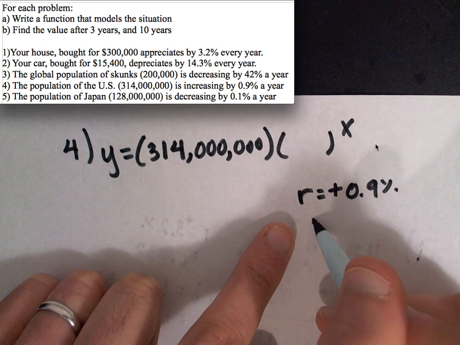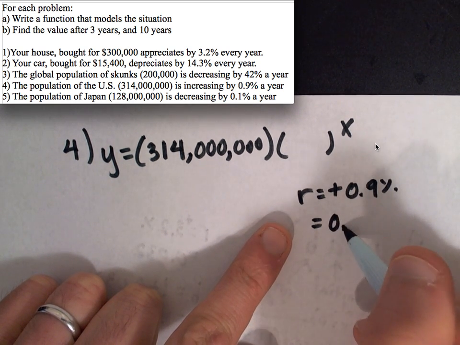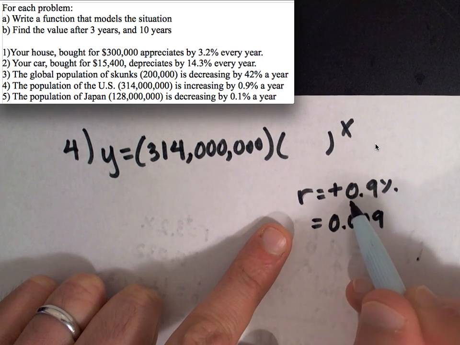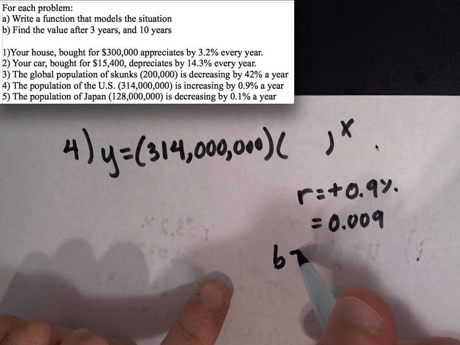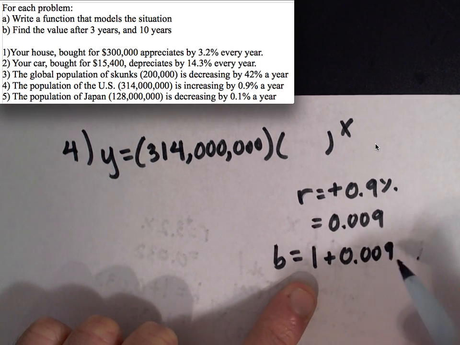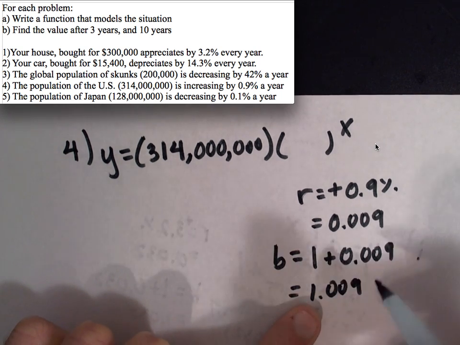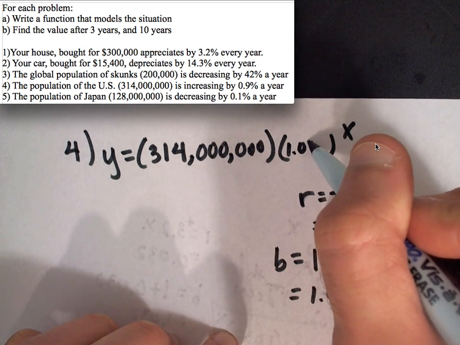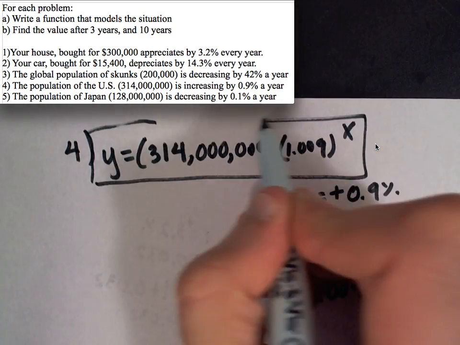Okay, so first off, let's change this to a decimal. Move it over twice. That means you have 2 zeros right there. Right, you moved it twice. Okay, so you've got our rate. It's increasing. To find our B, start with 1. We're going to add 0.009. That's easier, so we get 1.009. Right, exponential growth. 1.009. All right, that is our function for U.S.